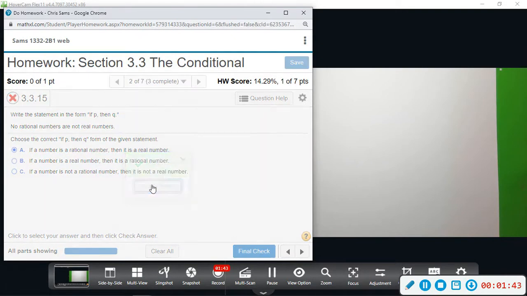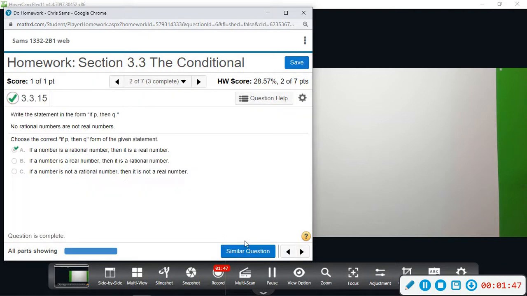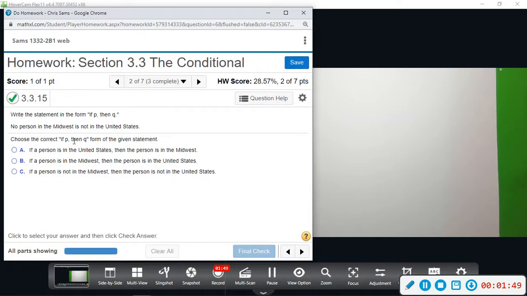Okay. And again, I want to do another example just to kind of help see what's going on. We want to make a true statement. This one says no person in the Midwest is not in the United States. So again, it has that double negative. No person in the Midwest is not in the United States. Okay, so if we get rid of the no, or we can just say a person in the Midwest is in the United States.